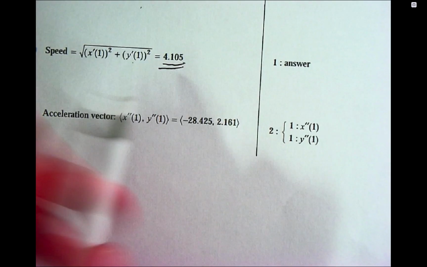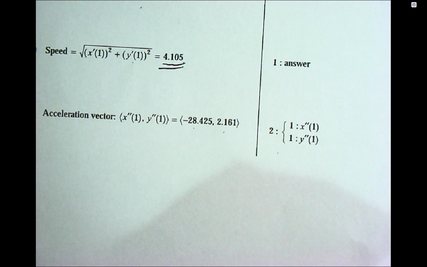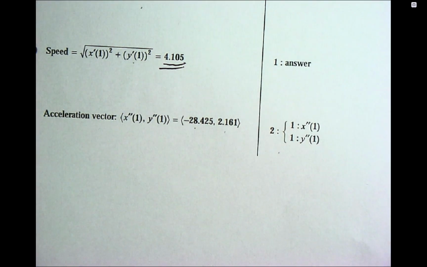You write it as a vector, accurate to 3 decimal places, 2 points, 1 for each of those numbers: negative 28.425 and 2.161. Hopefully that one went well for you. It's basically a pretty standard parametric AP problem.